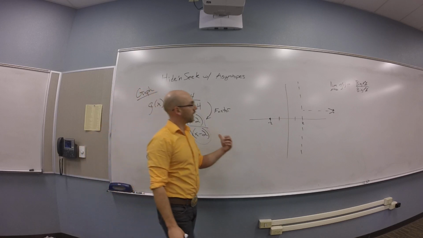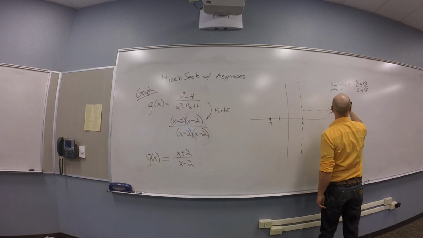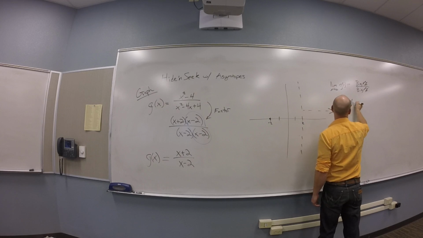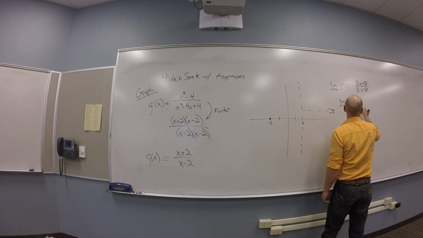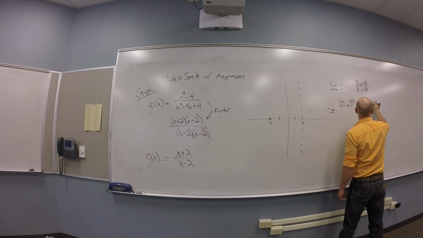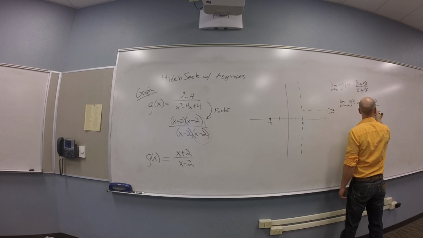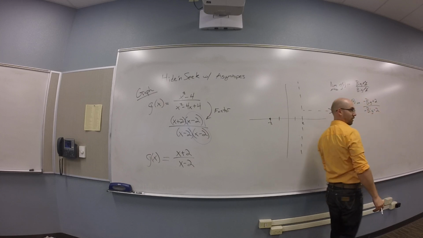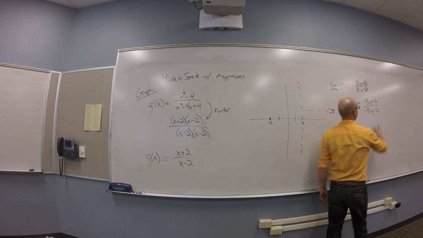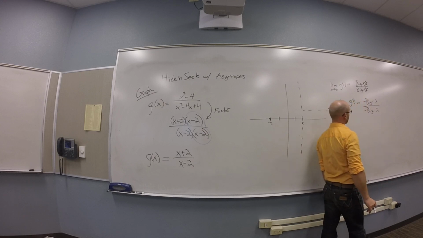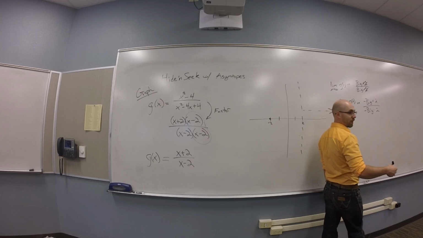On the other side, if I do the limit x tending to minus infinity of g of x, I kind of think to myself, okay, if I plug in a negative big number and add 2 and divide by a negative big number minus 2, these guys don't really contribute much. So negative big over negative big gives you basically 1.